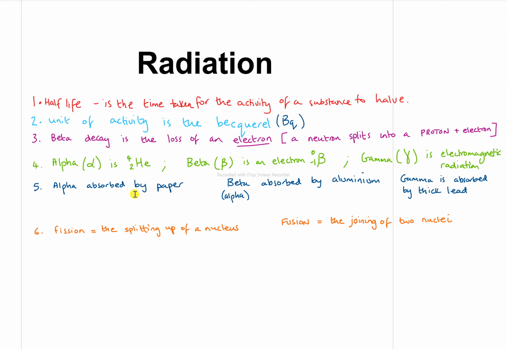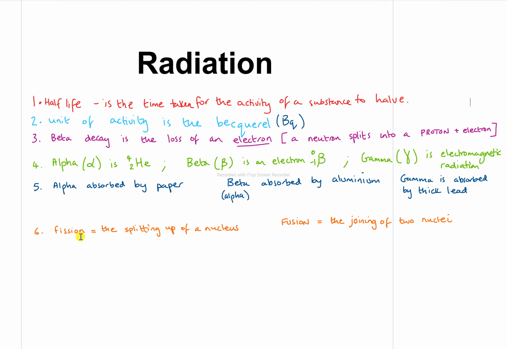Right. Alpha particles can be stopped by paper. Beta particles are stopped by aluminium, and gamma is stopped by thick lead. If it's thin lead, gamma will still get through, but beta and alpha will be stopped by lead as well.